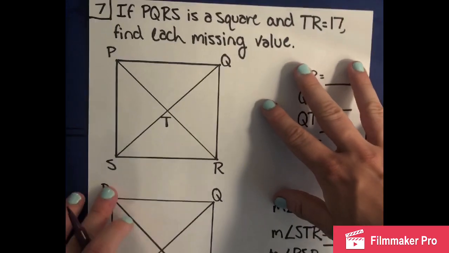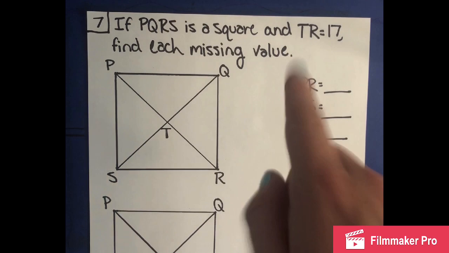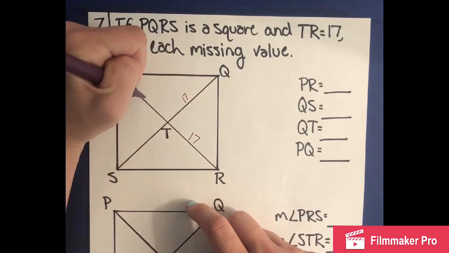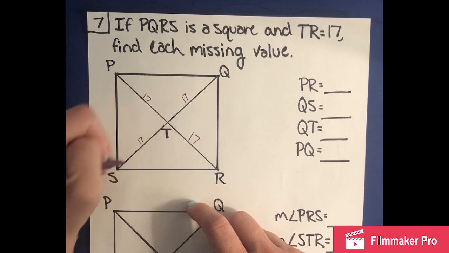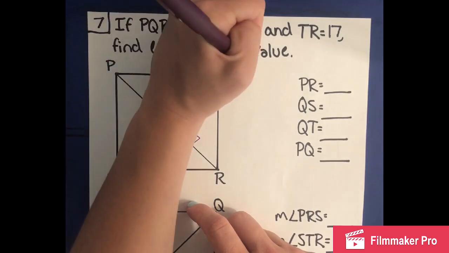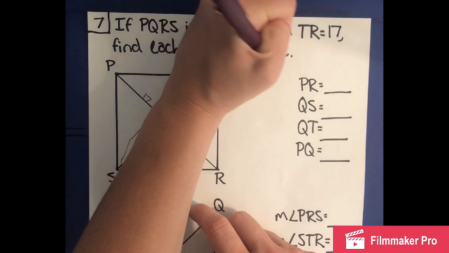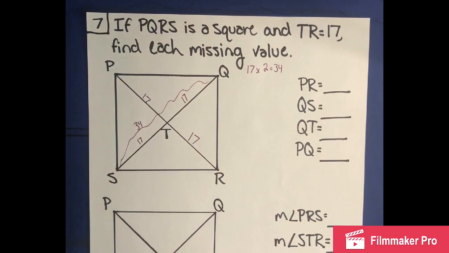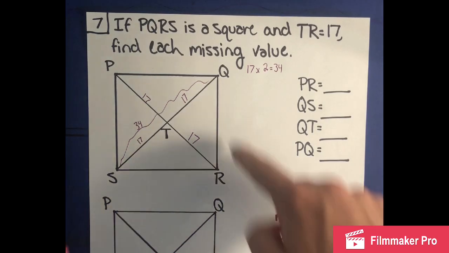Number 7. It says this is a square and TR is 17. TR is this part, so this is 17. This is 17. This is 17. This is 17. The whole thing is 17 times 2, which is 34. And it's the same on the other one. Okay? Yet again, I want to find these outsides.